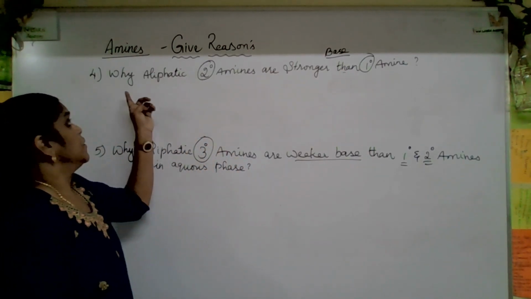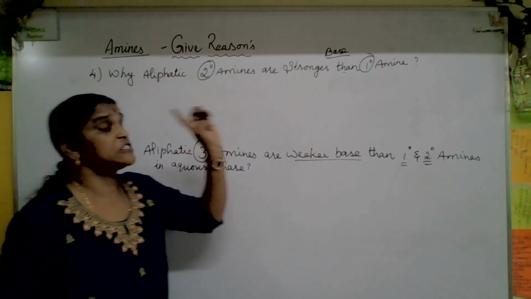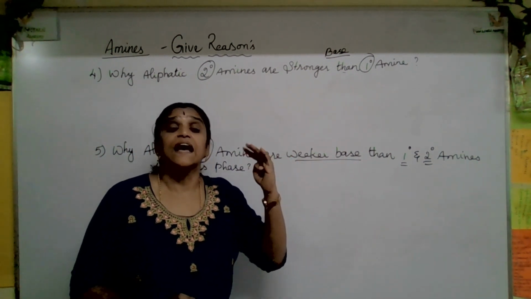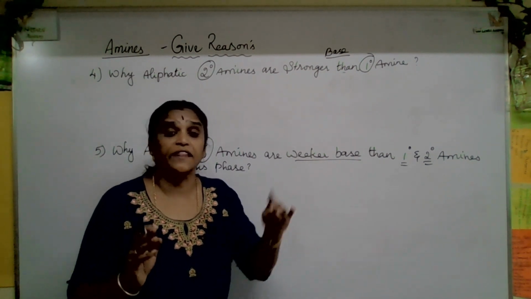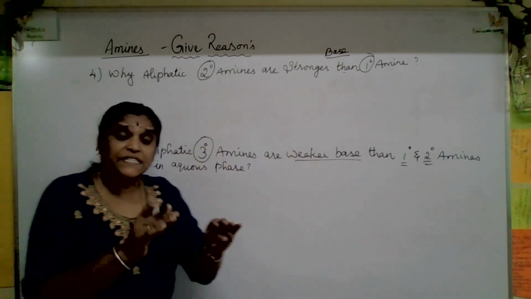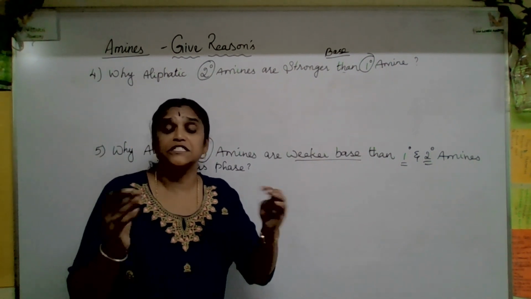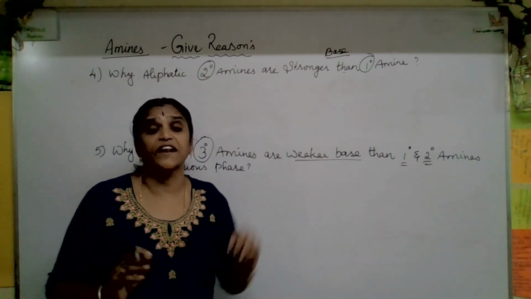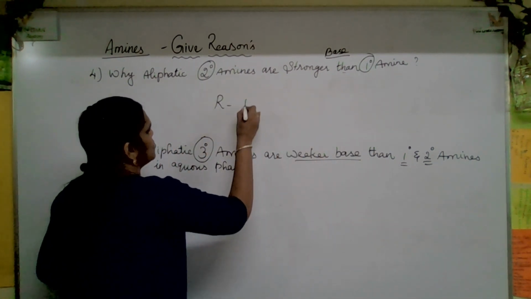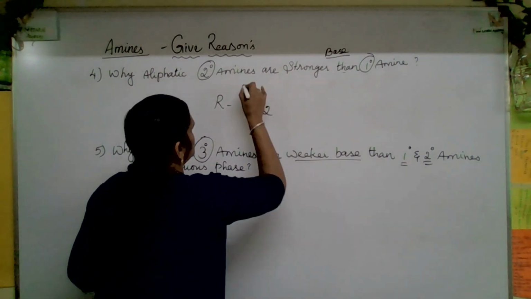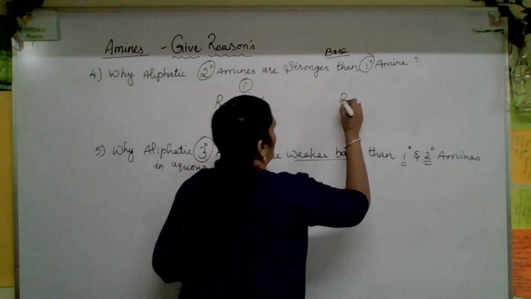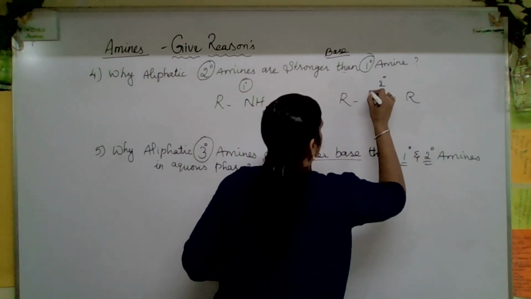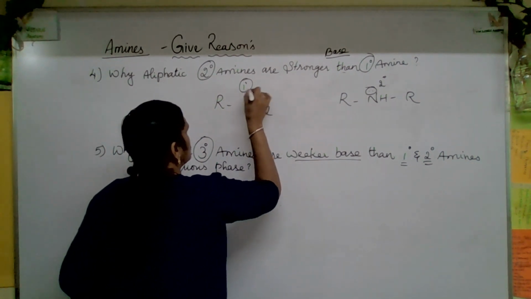The next question: why are aliphatic secondary amines stronger bases than primary amines? The last question we went through was why alkyl amine is stronger than ammonia. Here, it is primary, secondary and tertiary amines competing to see which is stronger. Let us write the general formulas: RNH2 is a primary amine and RNHR is the secondary amine. Here also there is a lone pair of electrons.